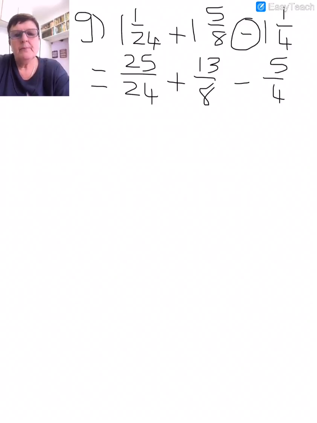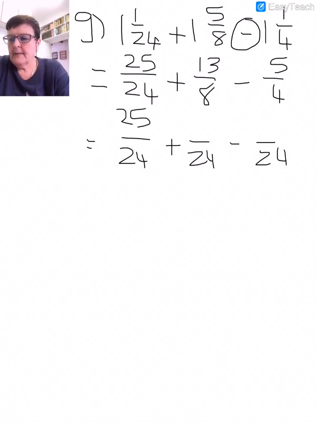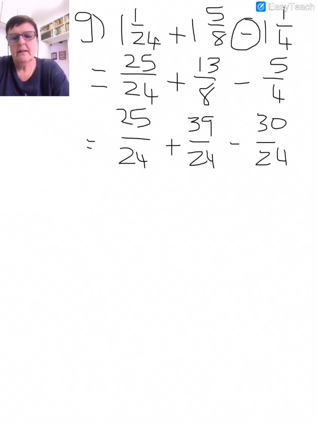The lowest common multiple of 24, 8, and 4 is 24. This is already over 24, so it stays the same. 8 times 3 is 24. 13 times 3 is 39. 4 goes into 24 6 times. 6 times 5 is 30. I have 24 as my denominator. I now go 25 plus 39, which gives me 64, minus 30, which gives me 34 over 24.